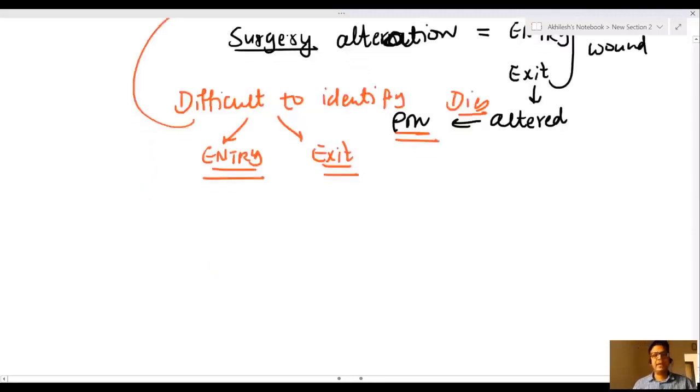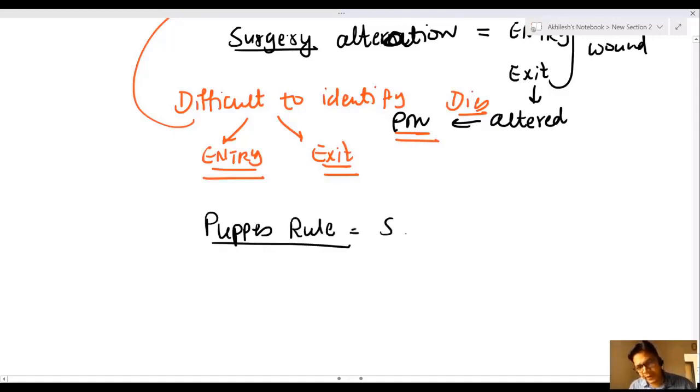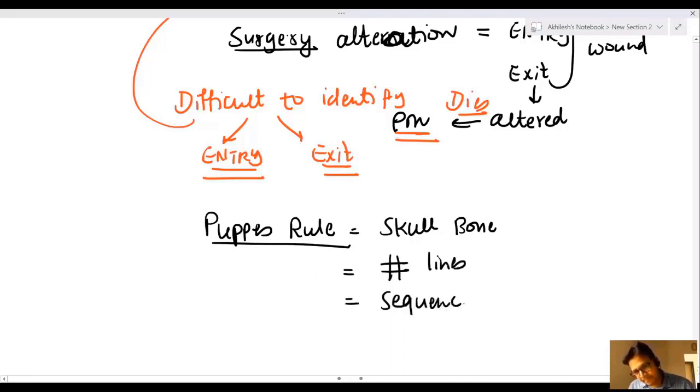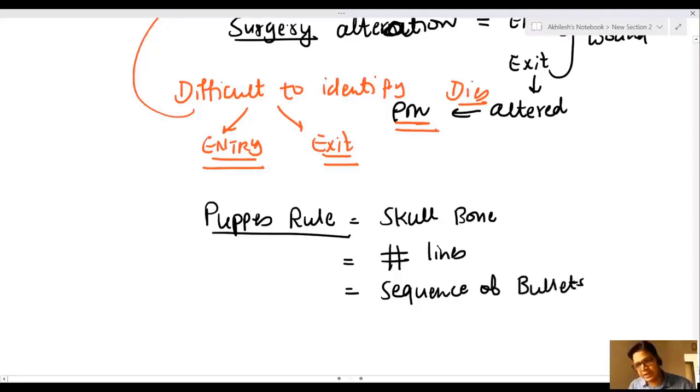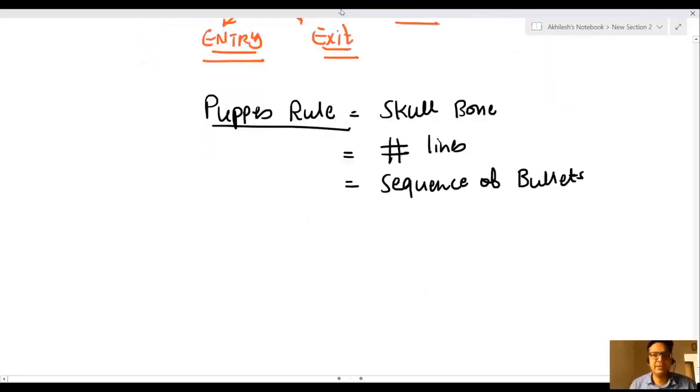Now, sir, a very important word comes: Puppe's rule. Sir, Puppe's rule is used for skull bone. In skull bone, we see fracture lines and we decide the sequence of bullets. We decide the sequence of bullets by fracture line.